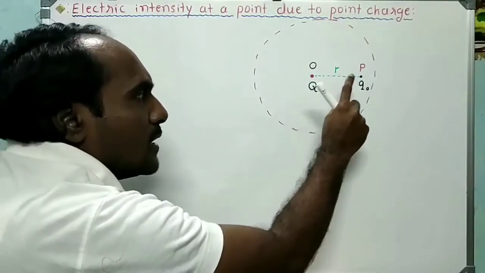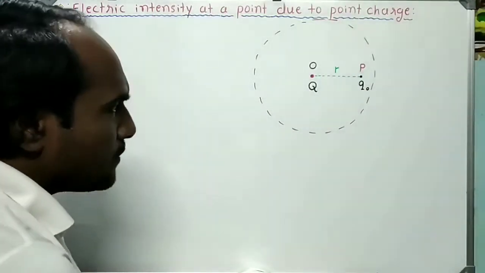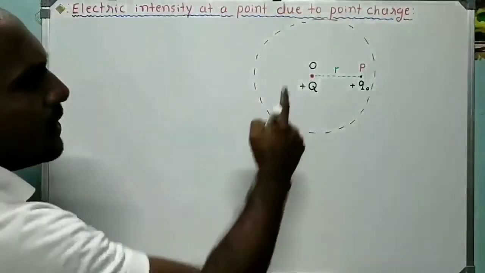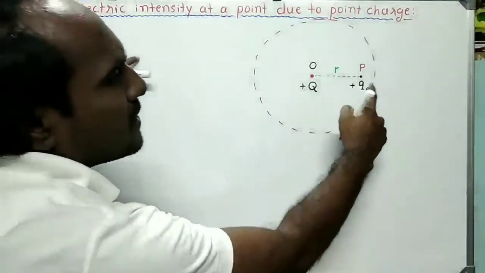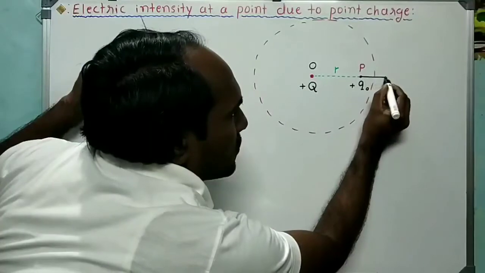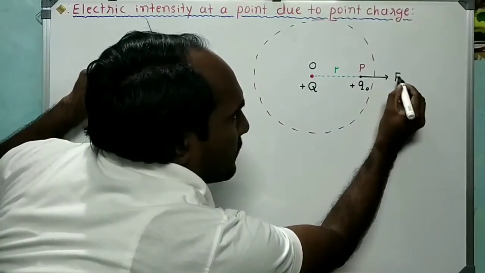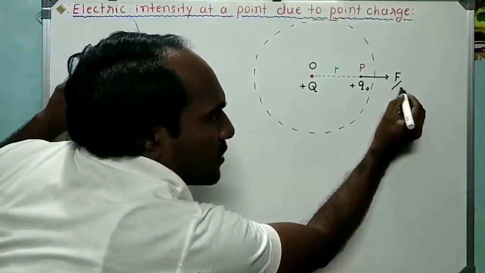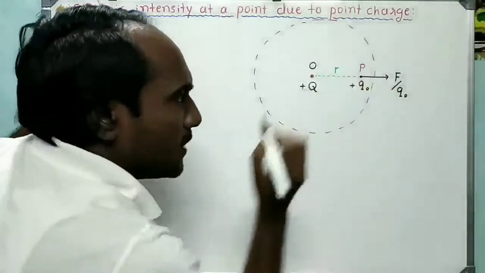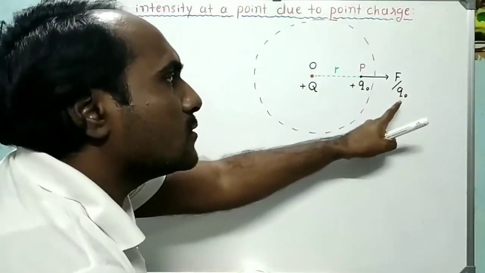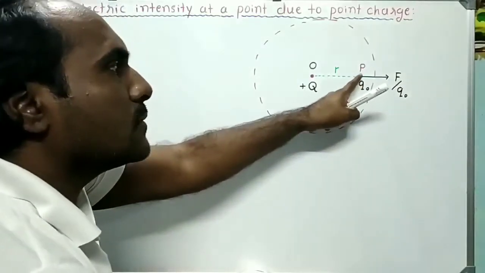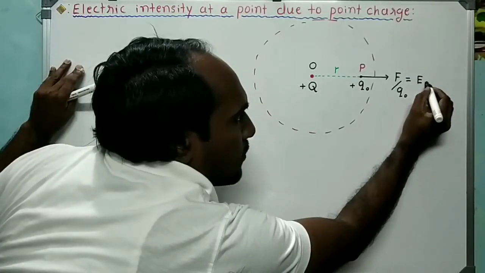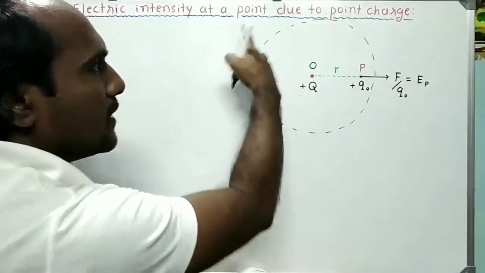This capital Q repels this Q naught charge. Why is it repelling? Because this is plus and this is also plus. That's why this capital Q repels this Q naught with a force F. F is the electrostatic force experienced by the charge Q naught, which is placed at point P. And this electrostatic force experienced by the charge Q naught kept at point P is called the electric intensity at point P. That we are going to derive the expression.